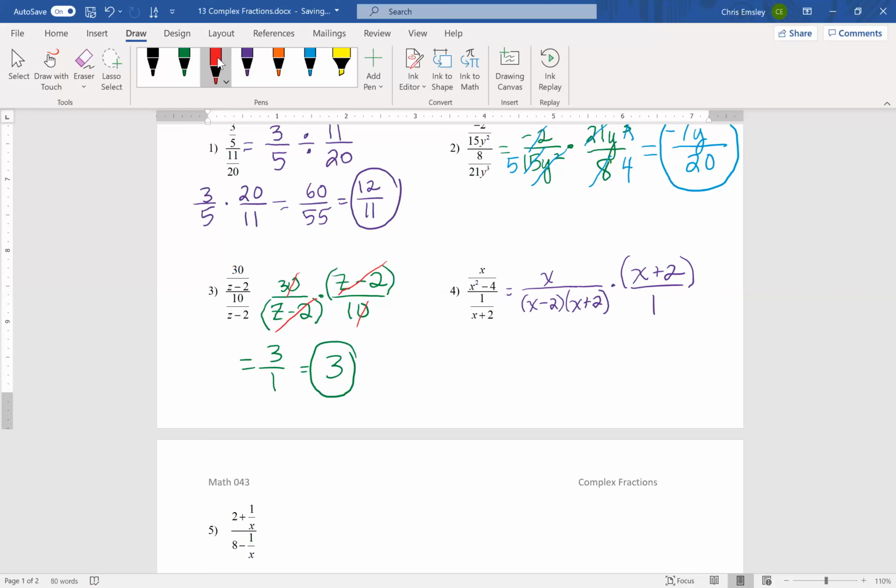So we can see right away that the x plus 2's can cancel each other. And what we have left behind is just the x on top and just the x minus 2 on the bottom. We cannot cancel those two x's because this is not factored. Those are two separate terms on the bottom. So no more canceling. That's it. That's our final answer for number 4.